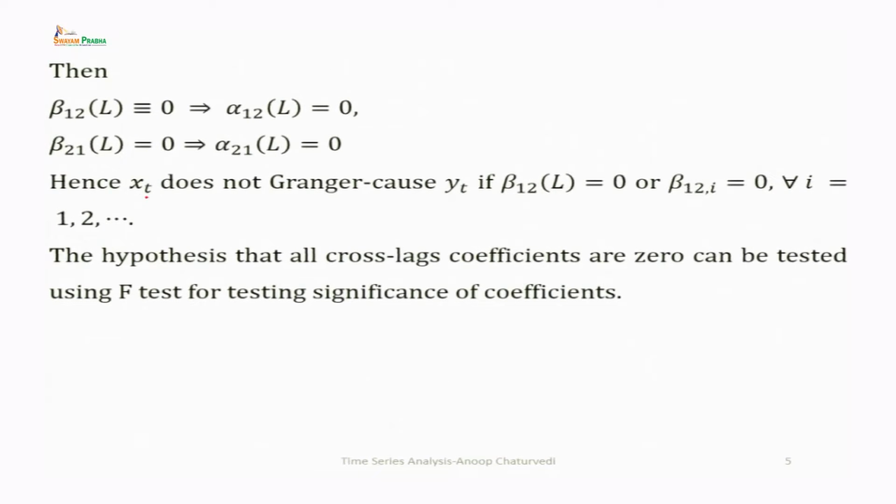Hence, x_t does not Granger cause y_t if beta_1(L) is equal to 0, or if beta_1i is equal to 0 for all i equal to 1 and so on. Then the hypothesis that all cross lag coefficients are 0, that is, all beta_1i are equal to 0, can be tested using the F test for testing significance of the coefficients.